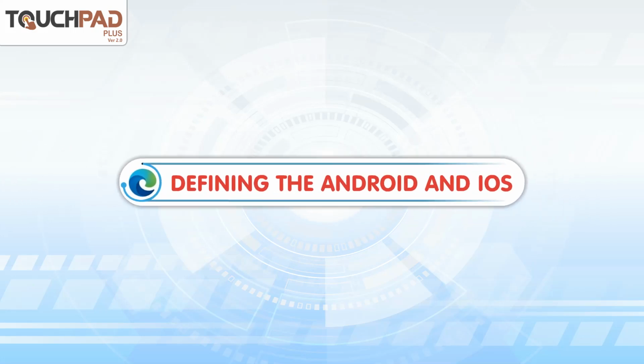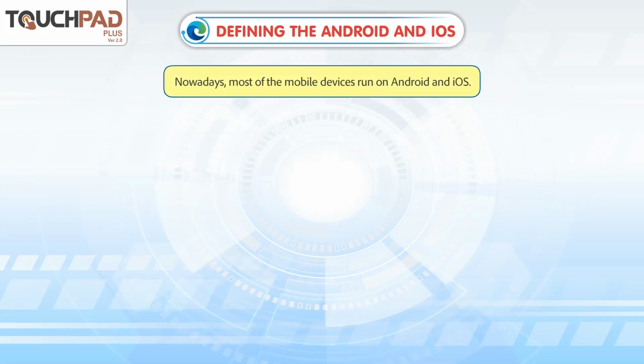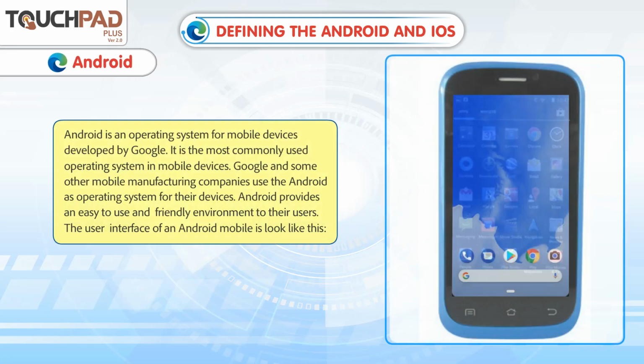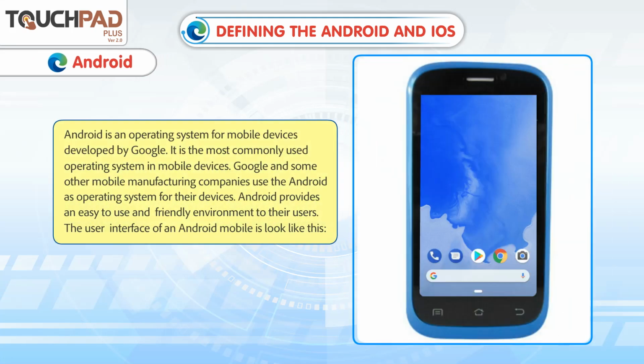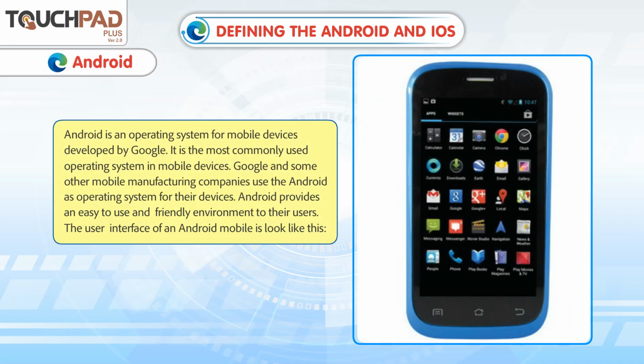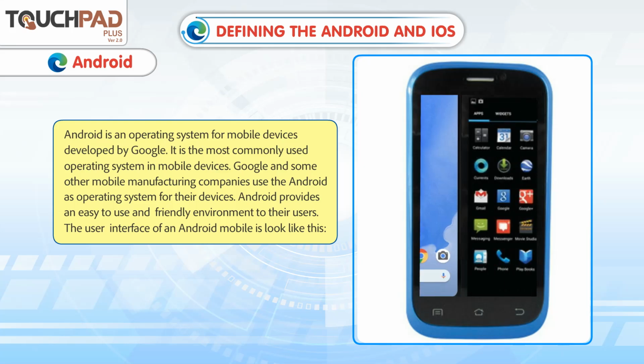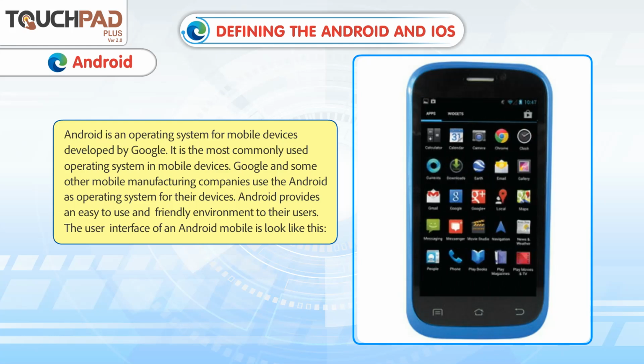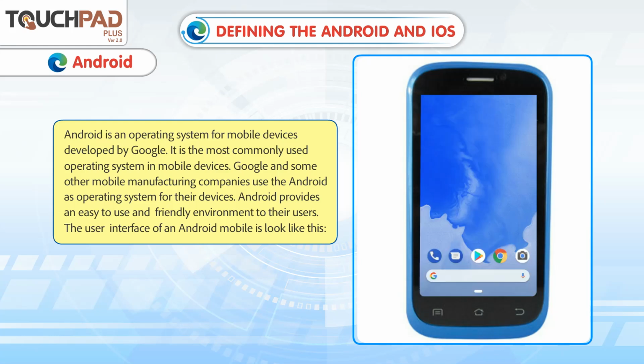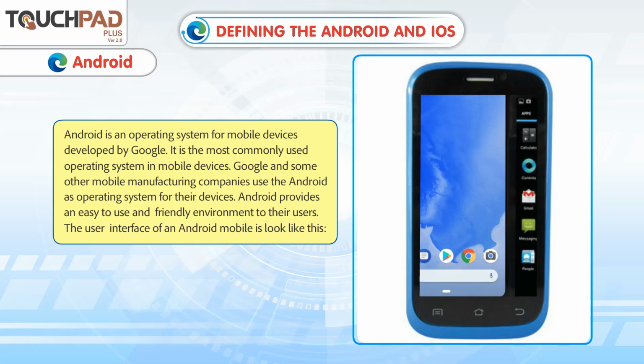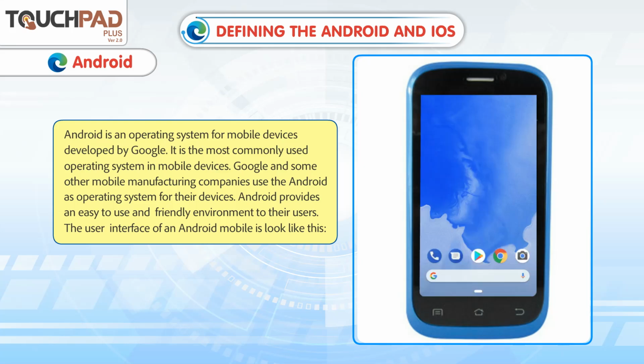Defining the Android and iOS. Nowadays, most of the mobile devices run on Android and iOS. Android is an operating system for mobile devices developed by Google. It is the most commonly used operating system in mobile devices. Google and some other mobile manufacturing companies use the Android as operating system for their devices. Android provides an easy-to-use and friendly environment to their users.